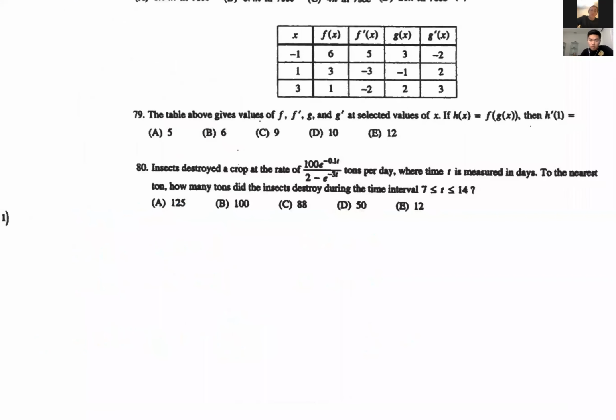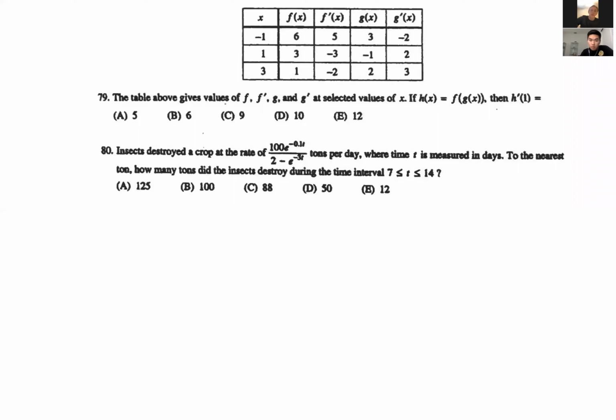So it tells you the rate at which the insects are destroying a crop, in tons per day, where time is measured in days. So if it says how many tons, that's an accumulation. You've probably heard me say the word accumulation a lot this year. So how much of something? If you want to get an accumulation, this is one of the main applications of integrals you should know. So you would undo a rate of change to get an accumulation. How much of something has occurred? So how many tons did the insects destroy?